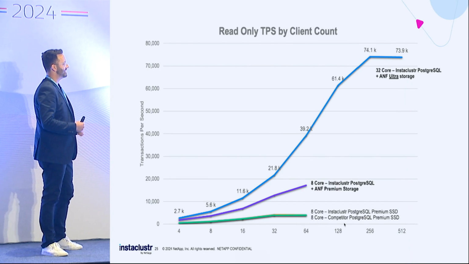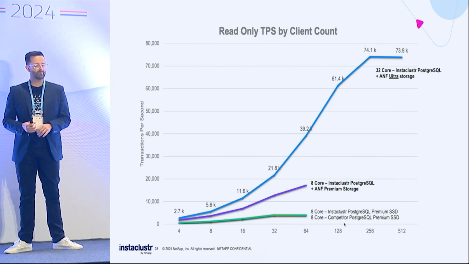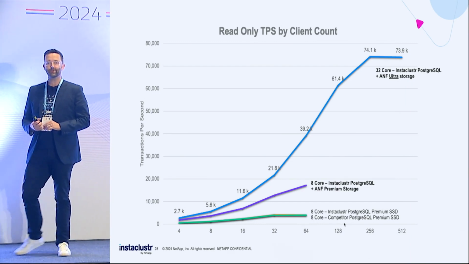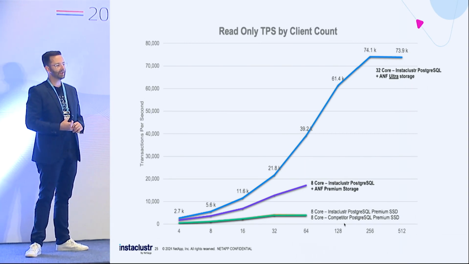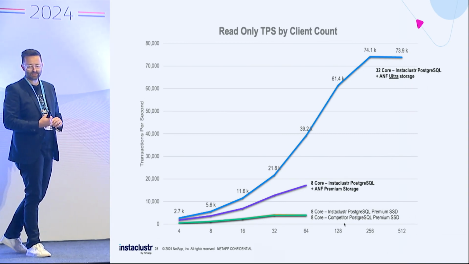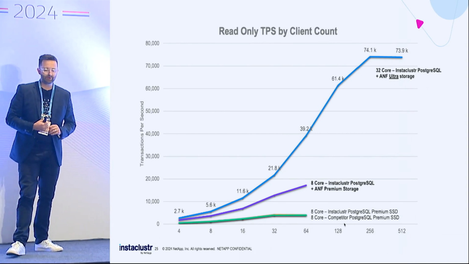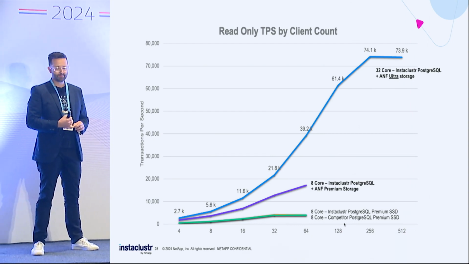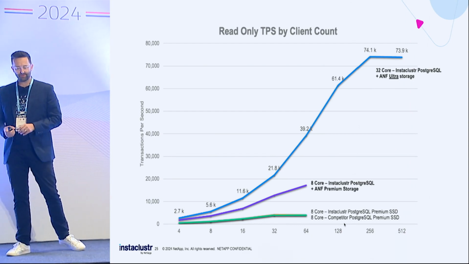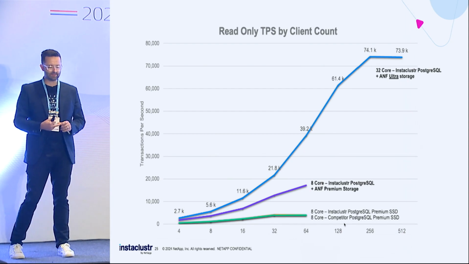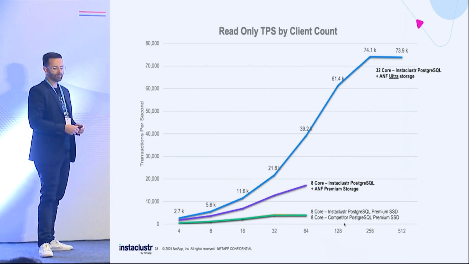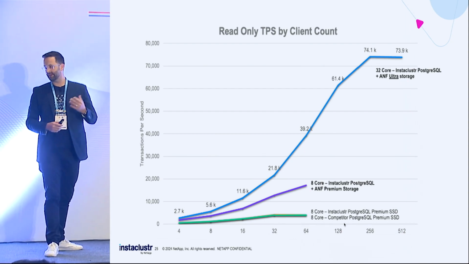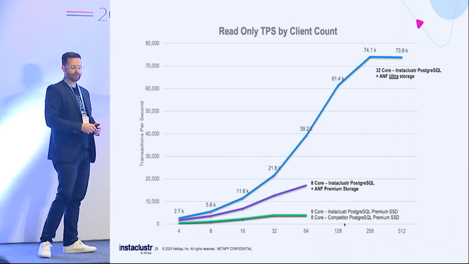For us to be able to see any peak slowdown of the performance, we had to scale the CPU up to a 32-core machine. Once we were able to get to that, we could see the read-only transactions per second top out at around 74,000 with 256 clients attached. So a pretty significant number of clients and throughput for a read-only workload.